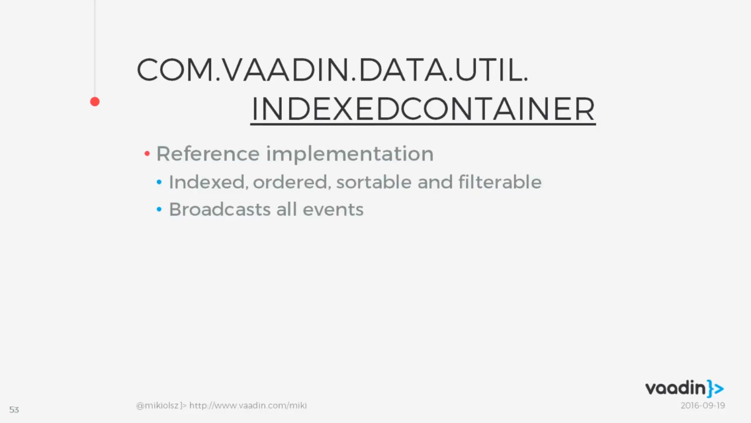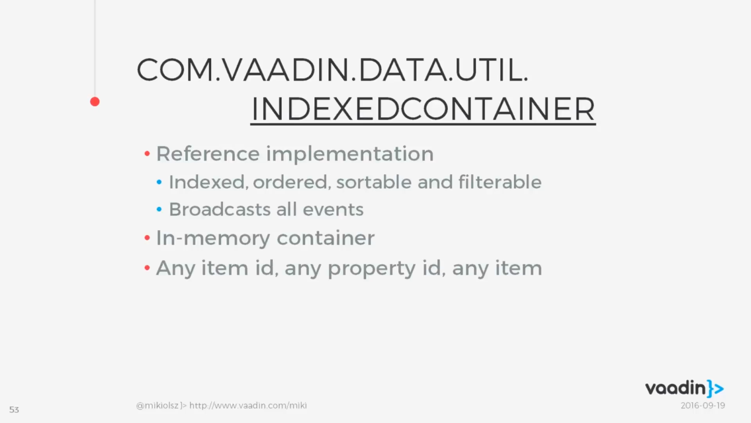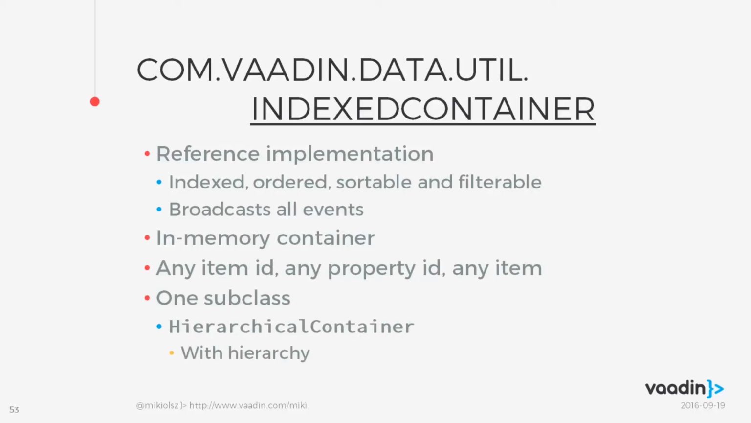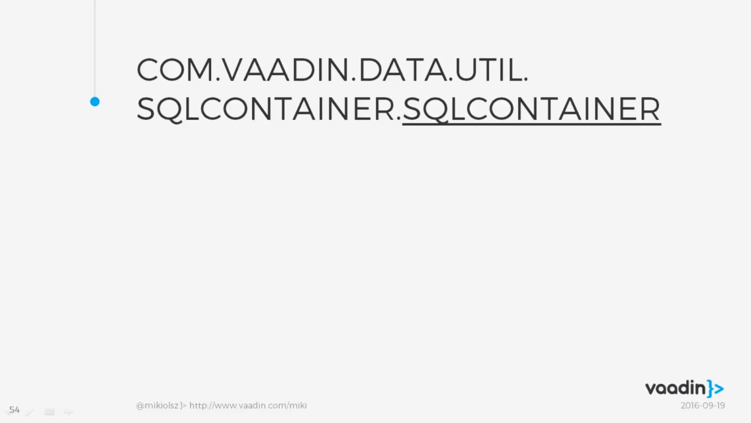We have the indexed container, which is a reference implementation of the container interface. It just stores items. It's an in-memory container, so you can have any item ID, any property ID, whatnots. There is one subclass in the framework. It's called hierarchical container.